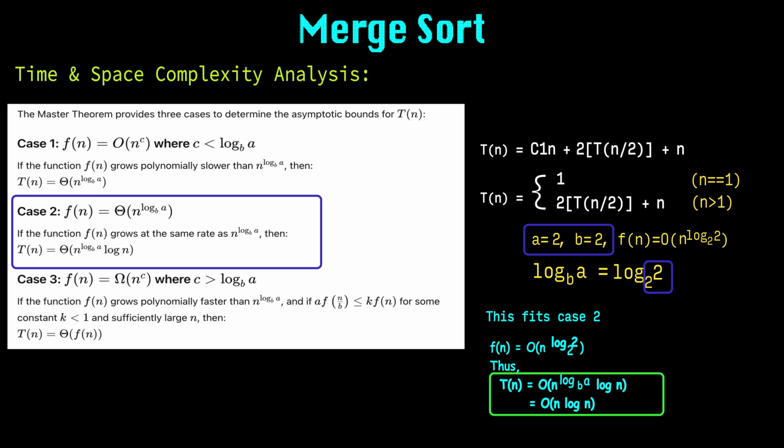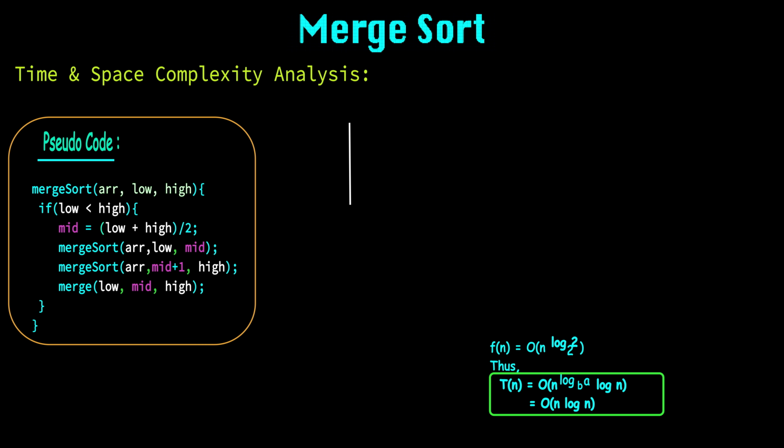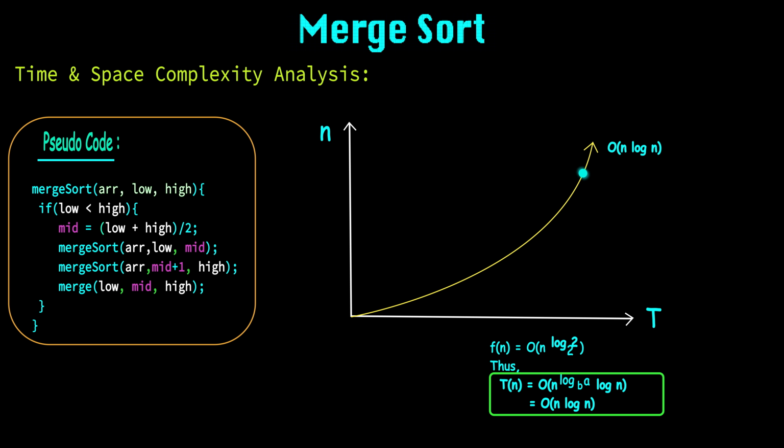So now let's try to trace a graph for this. If we take the input array size n on the y-axis and time on the x-axis, you can see the yellow line on the graph which gives the n log n time complexity. We have already seen n log n for quicksort, but the difference between the two sorting algorithms is that in the worst case quicksort can go to n square time complexity, but in the case of merge sort, even in the worst case it holds the n log n time complexity.